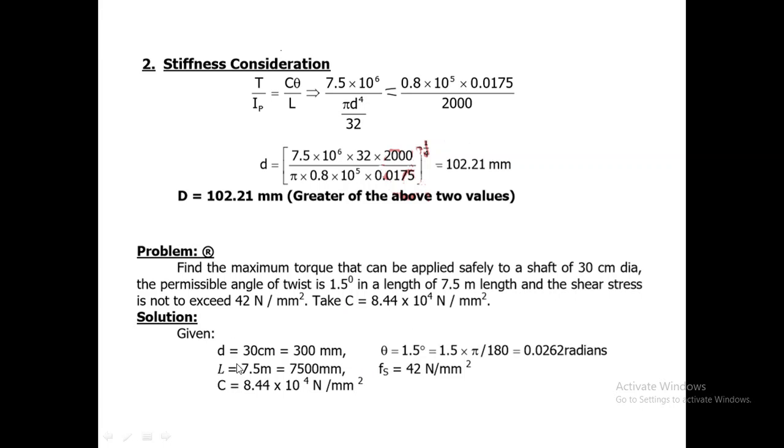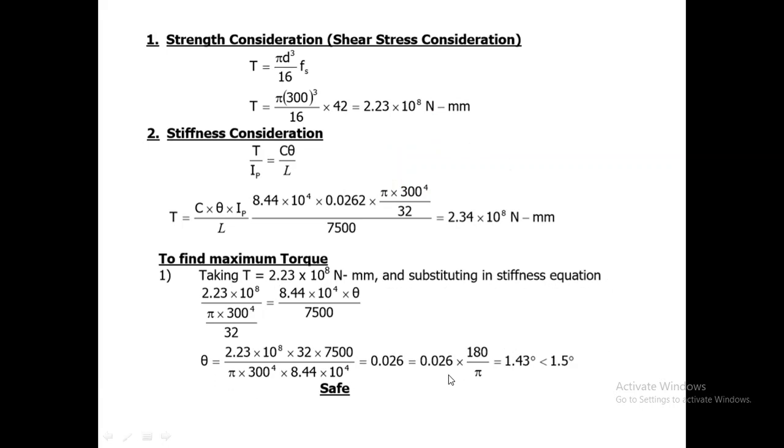First you write down all the given units here. D is given in centimeter, so take it as millimeters. You can see the length is 7.5 meters, take it in millimeters. The rigidity modulus is in Newton per millimeter square. The angle of twist is 1.5 degree; you convert that into radians, multiplying by pi by 180. And the shear stress is in Newton per millimeter square.